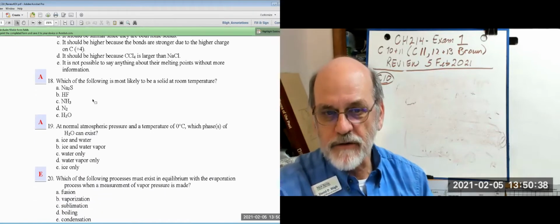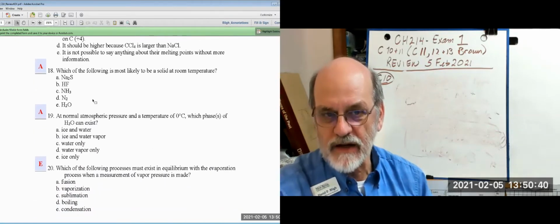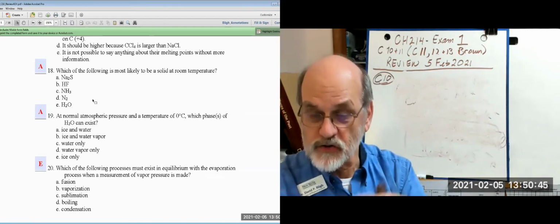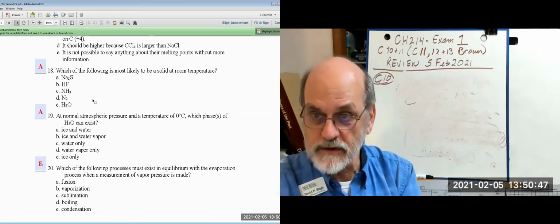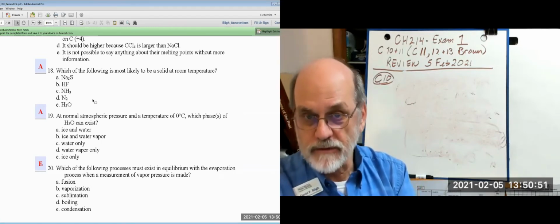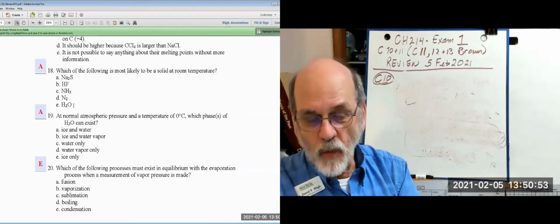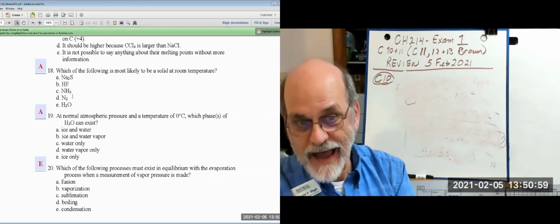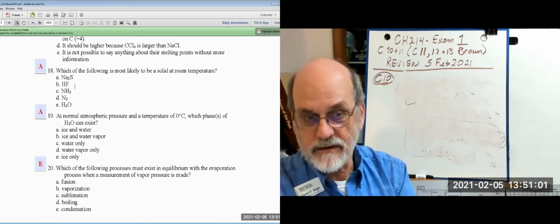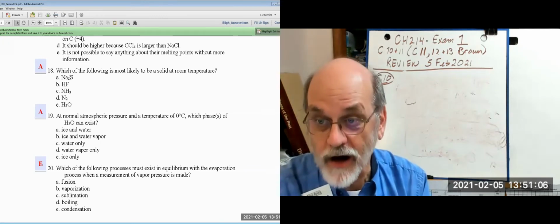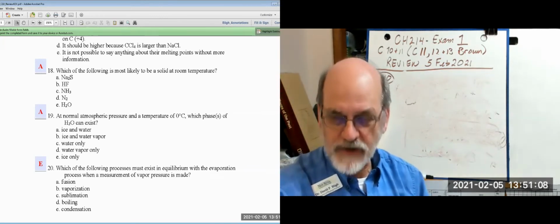18. Which of the following is most likely to be a solid at room temperature? In that case, you want the one with the strongest intermolecular forces to be a solid at room temperature. So we look at water. We know that it's a liquid. Nitrogen's a gas. Ammonia is a gas. HF is a gas. The only solid one in there is the ionic compound, sodium sulfide.